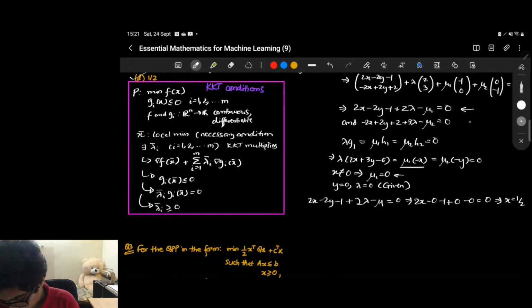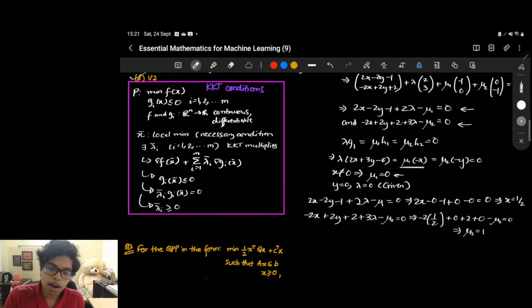And if you want to find out the value of mu2, you can do that from the second equation. Although it is not asked, we can still do it for the sake of completion. So x we just found out is half. So this gives us that mu2 equal to 1.